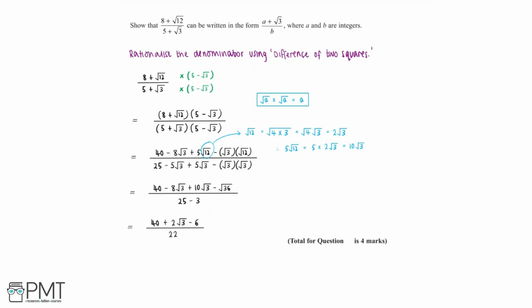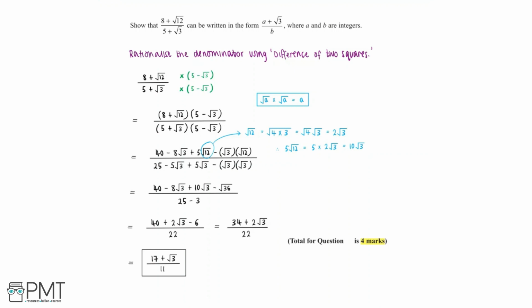But this isn't our final answer, because we need to write this in the form a plus root 3 over b. The fraction that we have is 34 plus 2 root 3 over 22, and so we need to get rid of this 2. In order to do this, we can divide both the numerator and the denominator by 2, which will leave us with the fraction 17 plus root 3 over 11. And so we've found that the fraction 8 plus root 12 over 5 plus root 3 can be written in the form a plus root 3 over b, where a is equal to 17 and b is equal to 11.